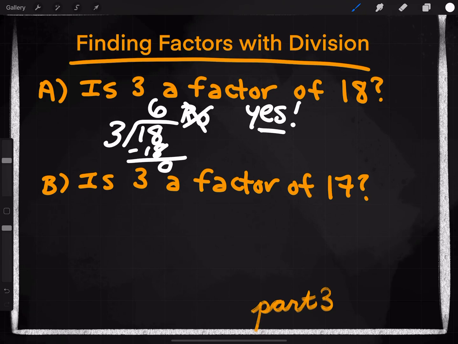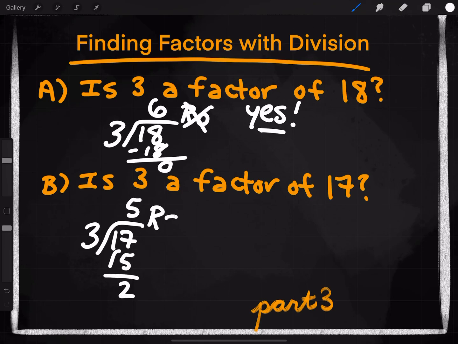Okay, then we'll try, is 3 a factor of 17? Divided by 3. 3 times 5 is 15. Got a remainder of 2. So it is not a factor, because in order for this to be a factor, a division problem would have to have no remainder. So we can also find whether something is a factor by dividing, and if there's no remainder, it's a factor. If there is a remainder, it's not a factor.